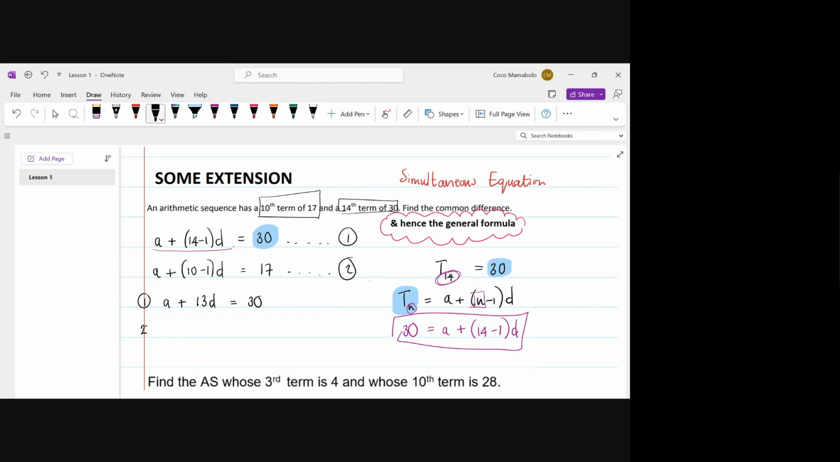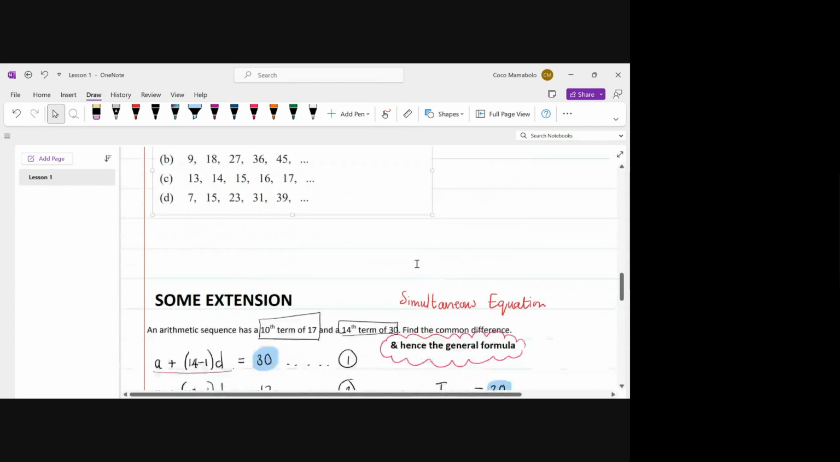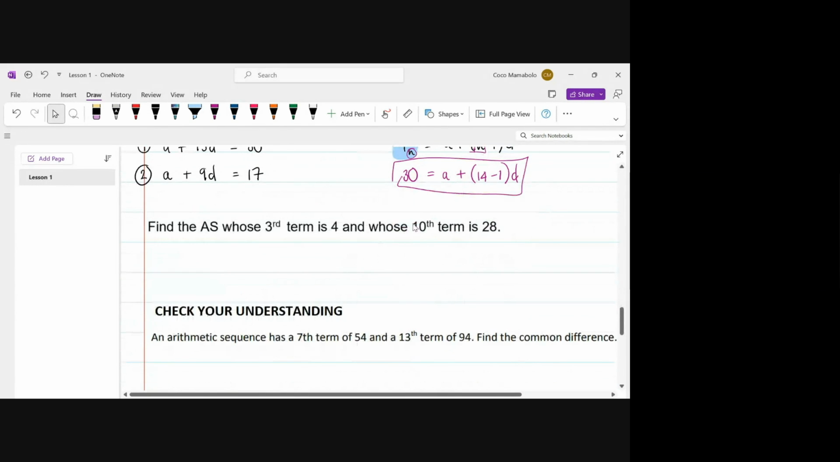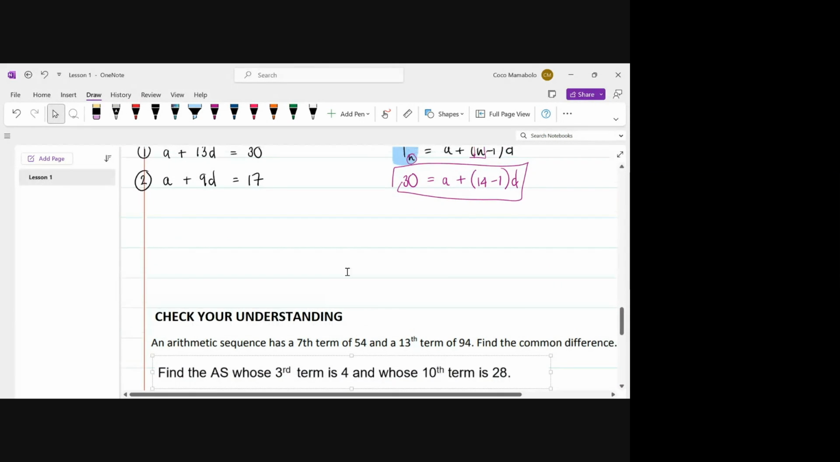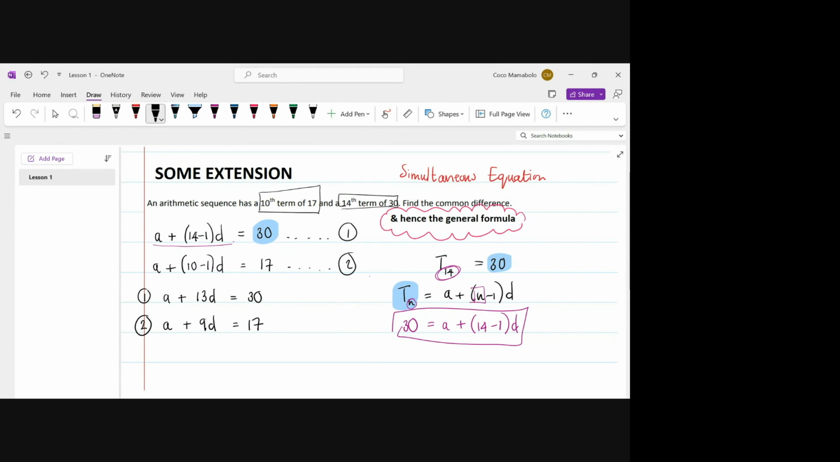And who can tell me what I will get for equation 2? A plus 9D equals 17. Absolutely. A plus 9D equals 17. All right, let me move this out of the way because otherwise it's going to get in our way. Then my next instruction for my simultaneous equation is to take equation 1 minus equation 2. I'm going to use elimination.